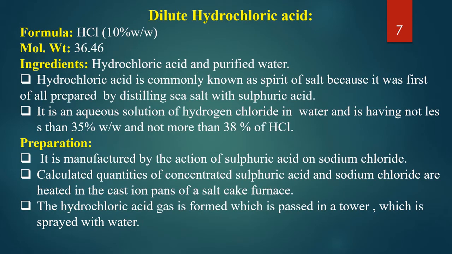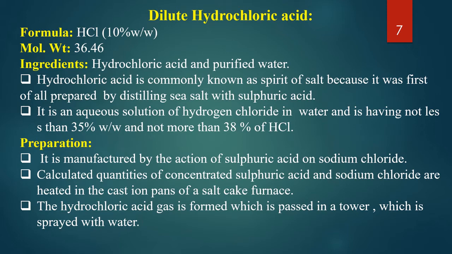Dilute hydrochloric acid. Formula is HCl. Molecular weight is 36.46. Ingredients are hydrochloric acid and water. Hydrochloric acid is commonly known as spirit of salt because it was first of all prepared by distilling sea salt with sulfuric acid. It is an aqueous solution of hydrogen chloride in water and contains not less than 35% weight by weight and not more than 38% of HCl.